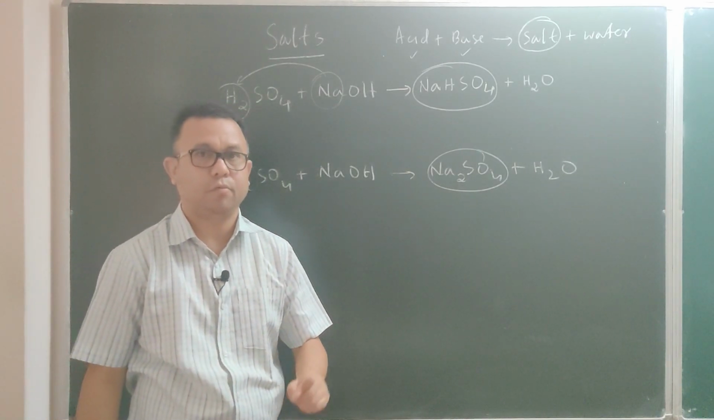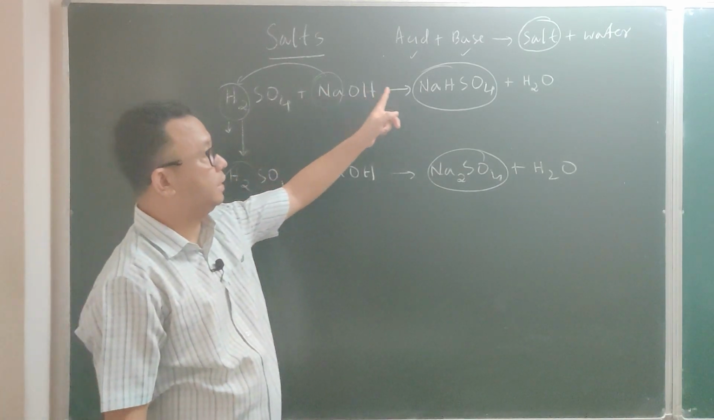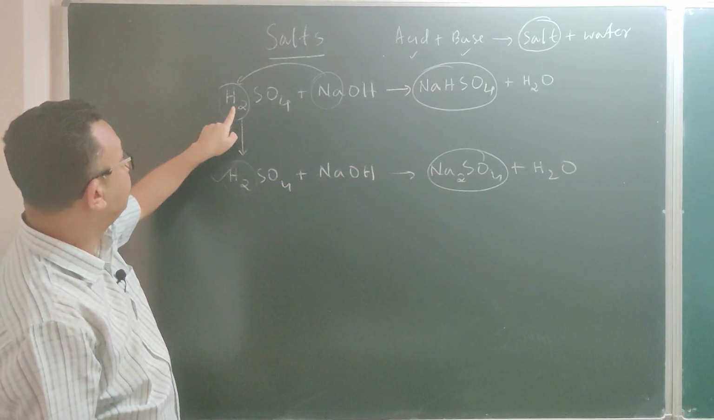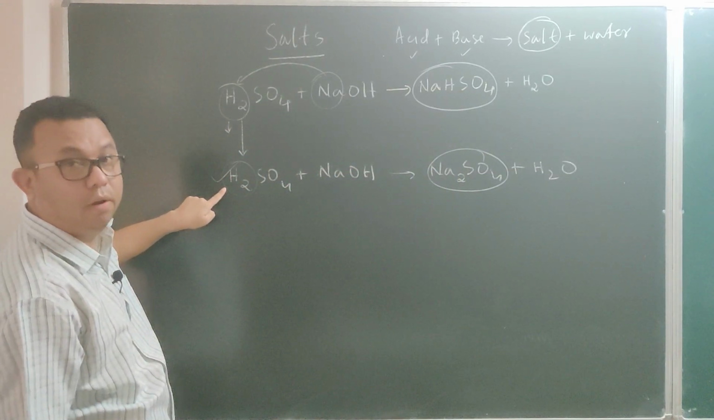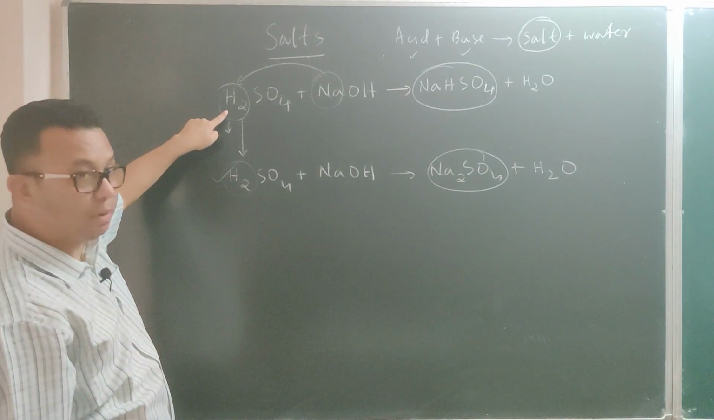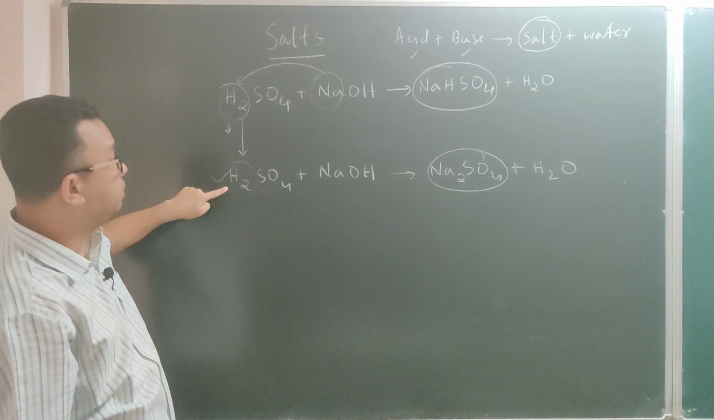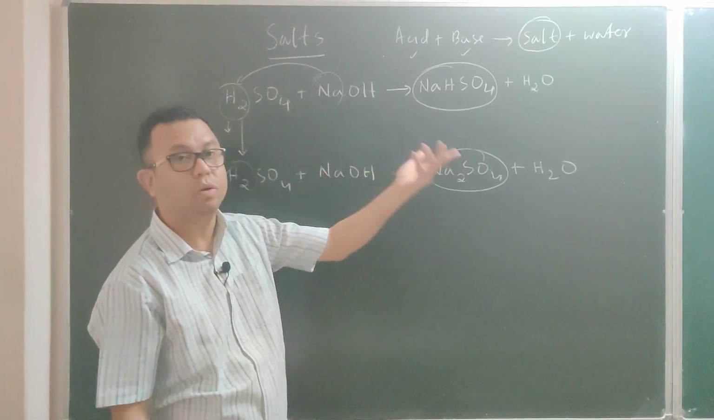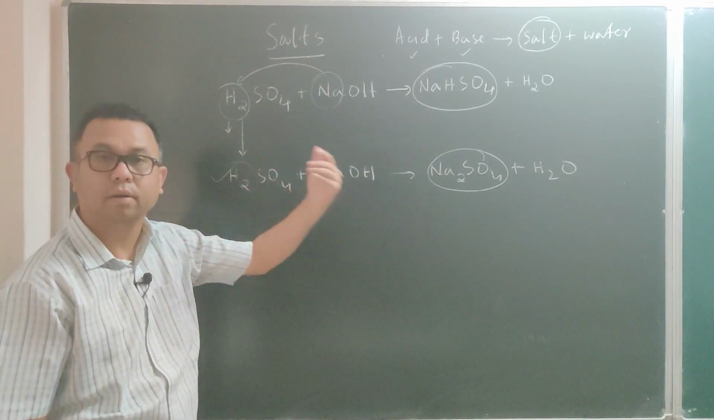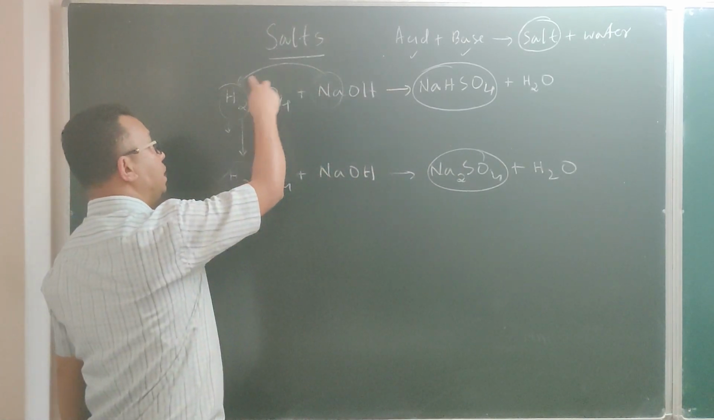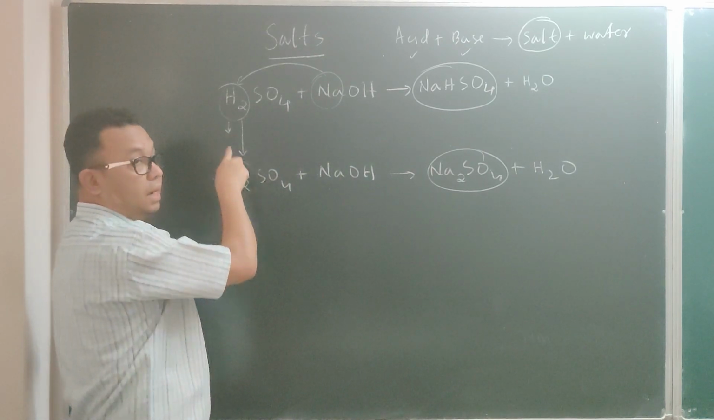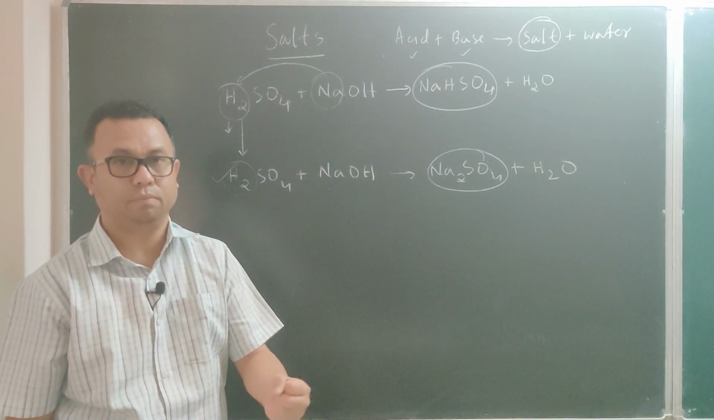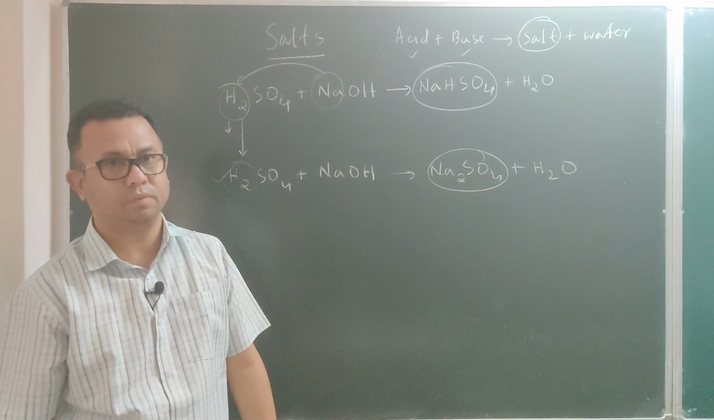Now I'll define again, for the last time, what is salt. Salt is the compound which is formed by a partial or full, total replacement of hydrogen ion from the acid. By what is it replaced? By the metal or ammonium ion. So when a metal or ammonium ion replaces this hydrogen either partially or fully, then the compound which we call salt is formed. This is the definition of salt.